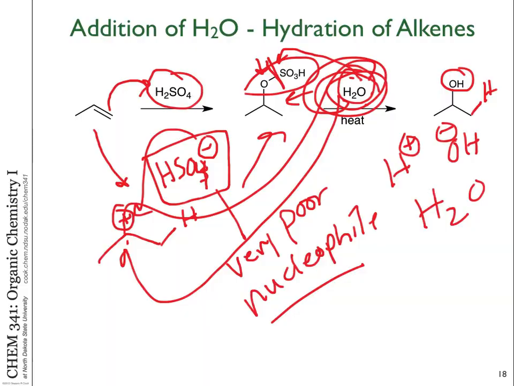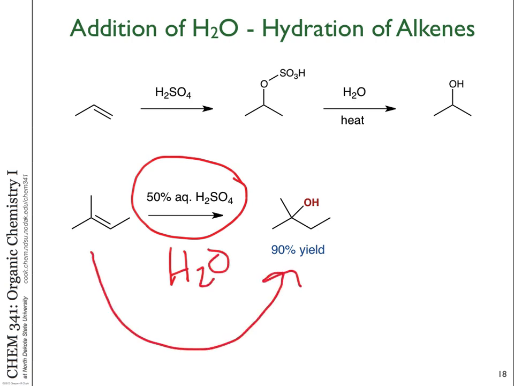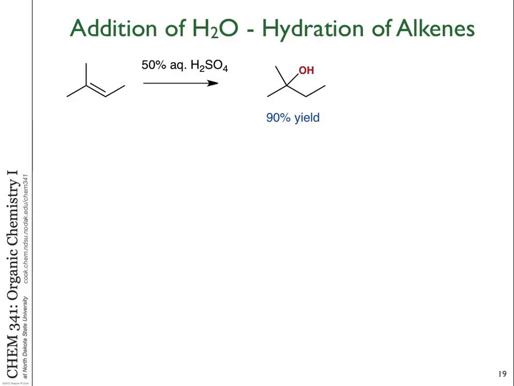So let me clear this out and show you an example. If we use 50% aqueous H2SO4, so there's water present, we can go directly from the double bond to the hydrated product, the alcohol, in one step without having to form a sulfate intermediate followed by heating it with water. Okay, so let me just show you, hopefully you can imagine how that mechanism proceeds. Here is the double bond and the H2SO4 aqueous, so there's water present, so please don't forget that.